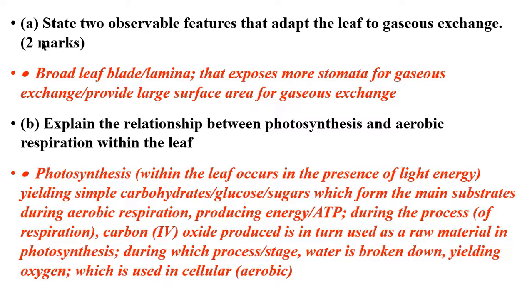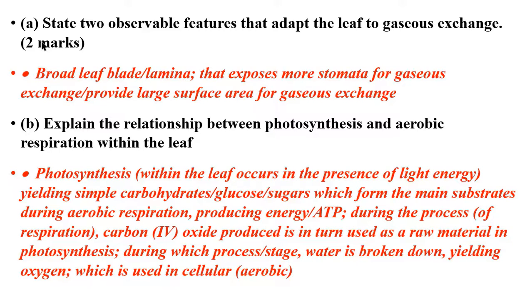So what we are saying is the process of photosynthesis and the process of aerobic respiration have something in common. In simple terms, photosynthesis will produce oxygen, and oxygen will be used in the process of aerobic respiration. Because aerobic respiration is a type of respiration that requires oxygen, they will be working together.